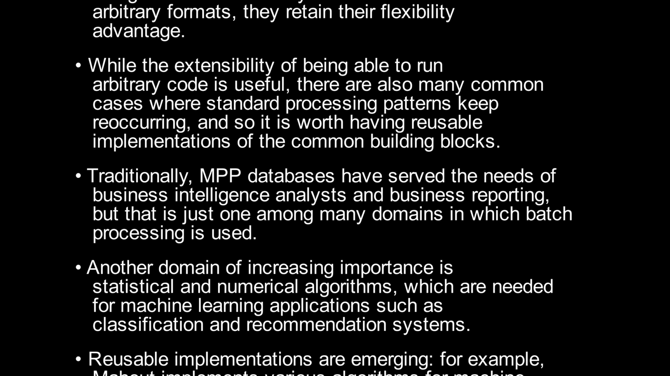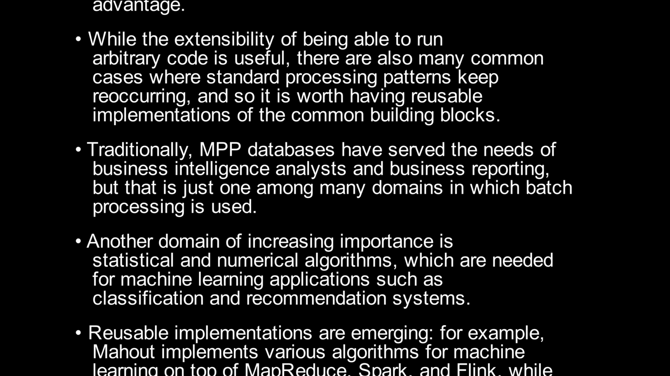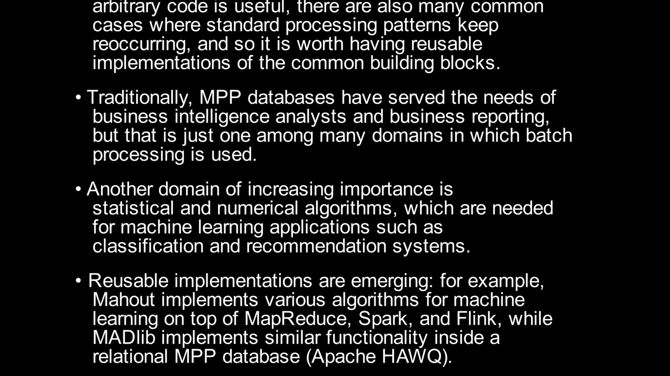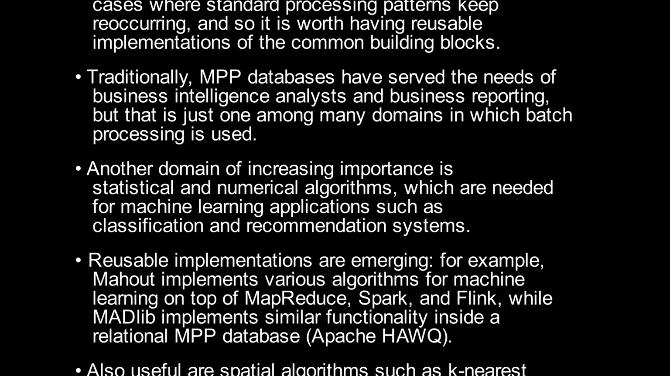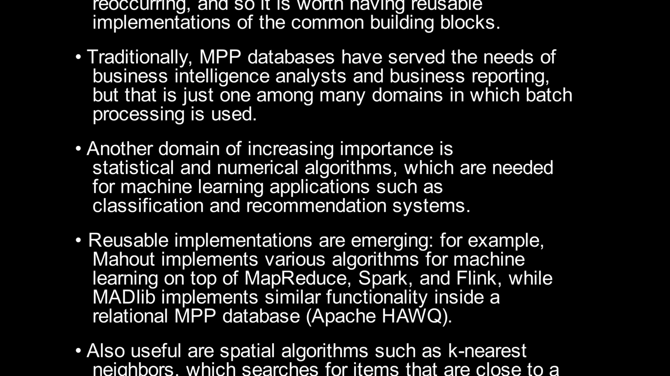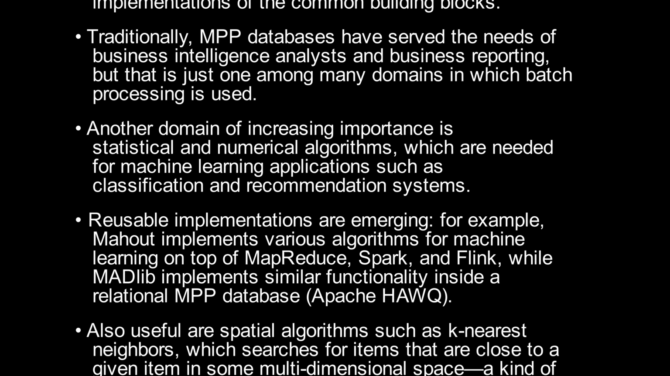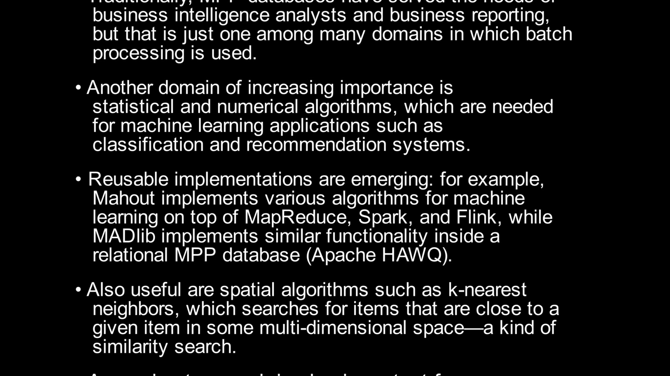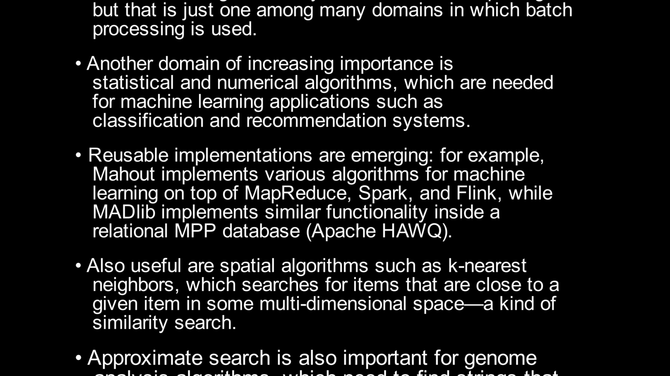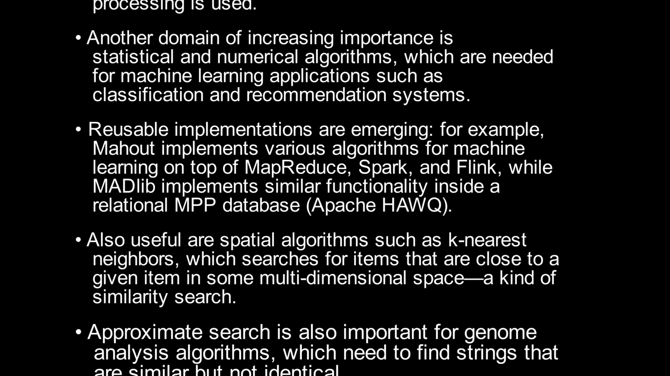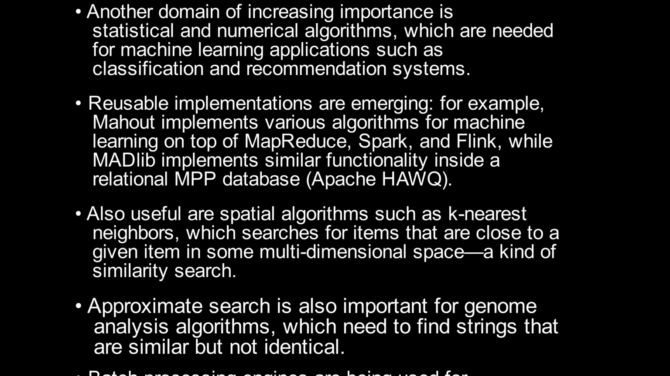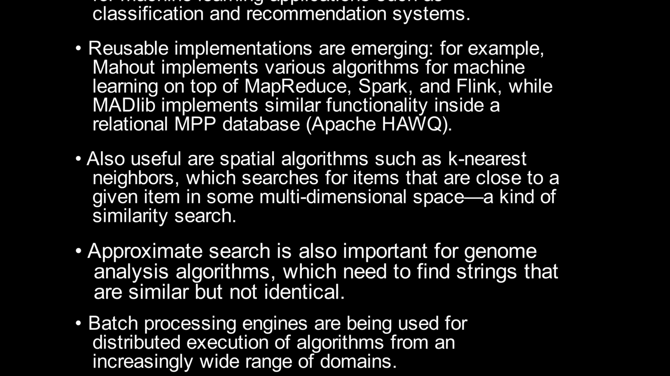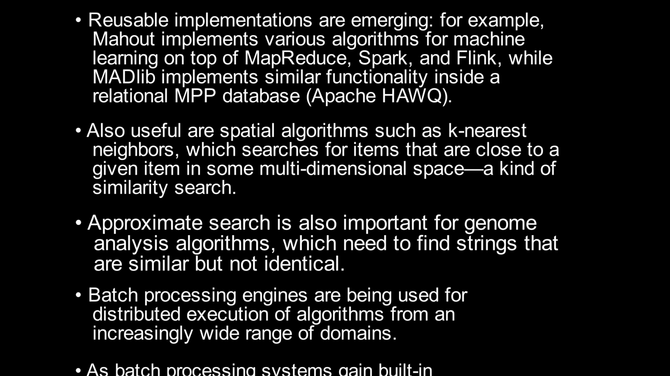Another domain of increasing importance is statistical and numerical algorithms, which are needed for machine learning applications such as classification and recommendation systems. Reusable implementations are emerging. For example, Mahout implements various algorithms for machine learning on top of MapReduce, Spark, and Flink, while MADlib implements similar functionality inside a relational MPP database. Also useful are spatial algorithms such as k-nearest neighbors, which searches for items that are close to a given item in some multi-dimensional space, a kind of similarity search. Approximate search is also important for genome analysis algorithms, which need to find strings that are similar but not identical.